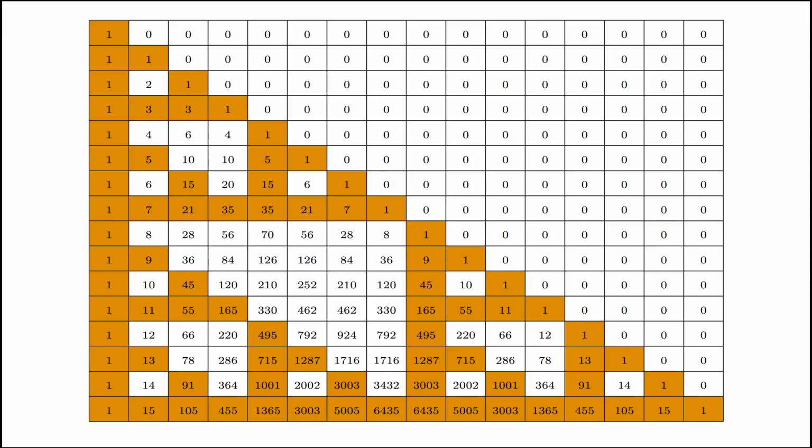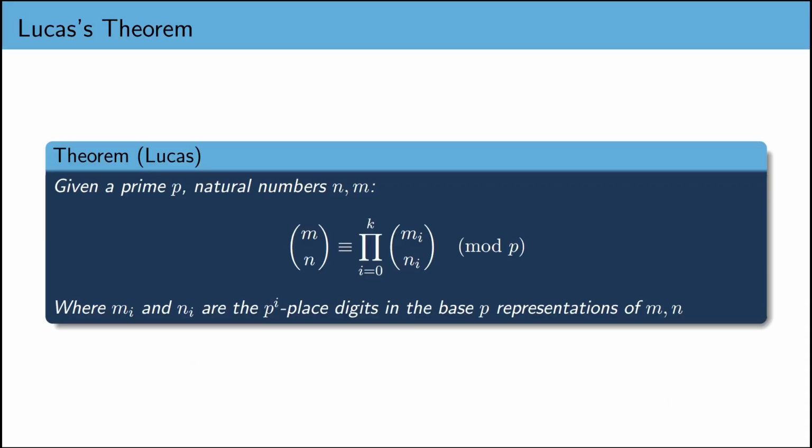Here's that same diagram for the first 16 rows of Pascal's triangle. This is a special case of what's known as Lucas' theorem. Given a prime number p, we can work out the remainder of m choose n modulo p by taking the product of the binomial coefficients formed by the respective digits of m and n in base p. You can prove this by induction on the number of digits of m and n in a way quite similar to the visual proof that I just presented.